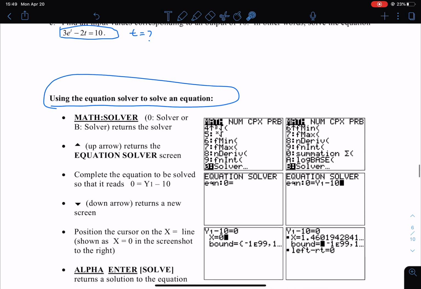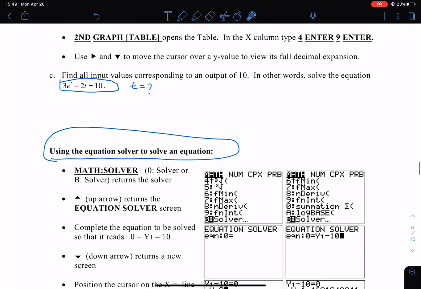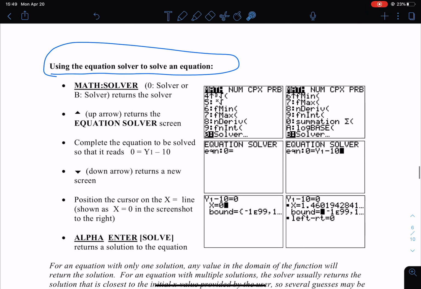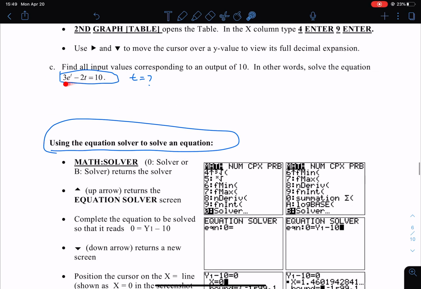So first, make sure you have this as your y1, and then we use math, hit 0. That is math solver. Right here, after you use math, you can see this one. Then we click on the solver. To solve for the equation, we have two different ways. The first one is y1 equals 10, and the second one is 0 equals y1 minus 10. They are the same thing, because we are trying to solve for y1; this is the right hand side, the number is 10.